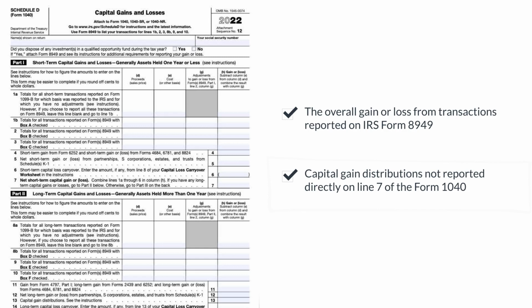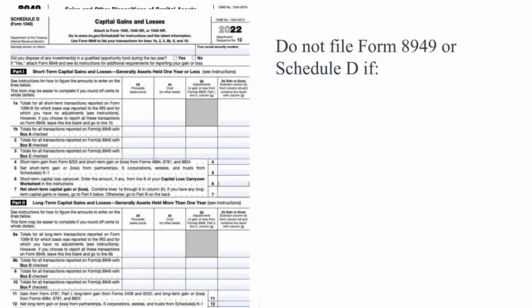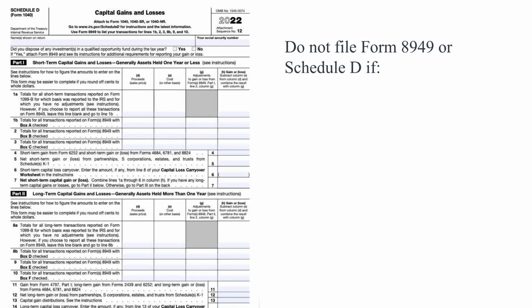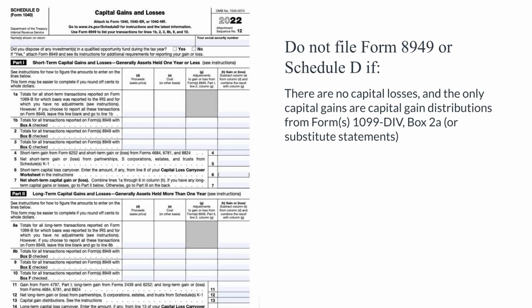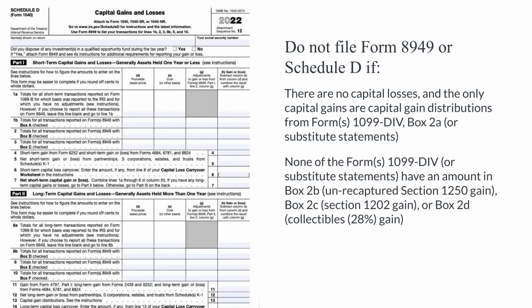An individual does not have to file IRS Form 8949 or Schedule D if both of the following apply. There are no capital losses, and the only capital gains are capital gain distributions from Form 1099 DIV Box 2A, or none of the Form 1099 DIV have an amount shown in Box 2B, Box 2C, or Box 2D. Emily will need to complete Form 8949 before she is able to complete Schedule D.